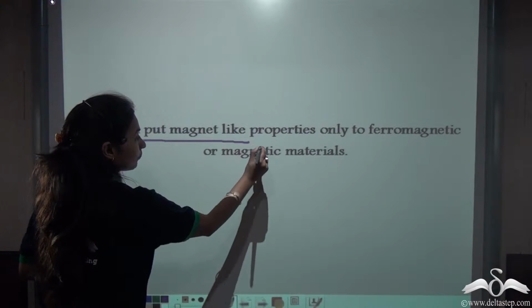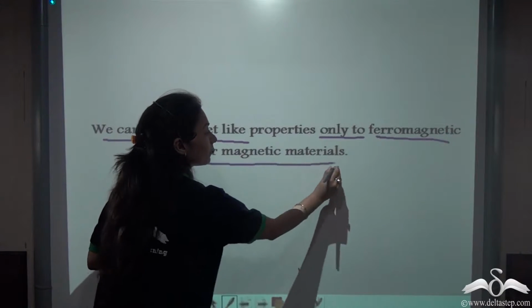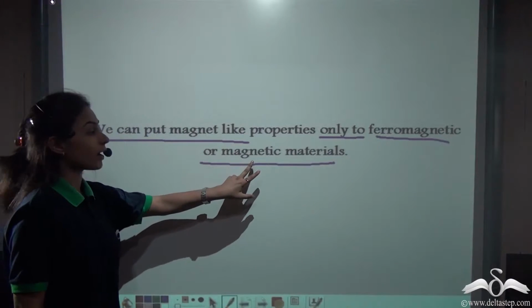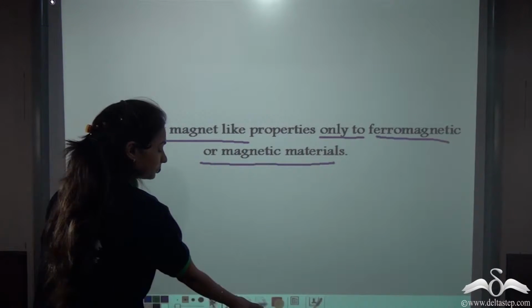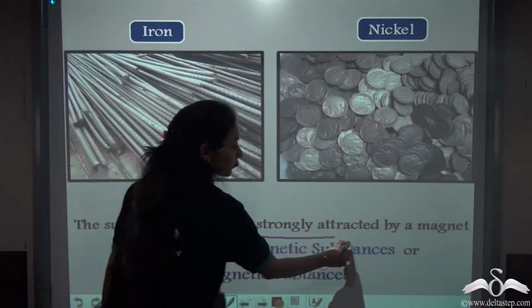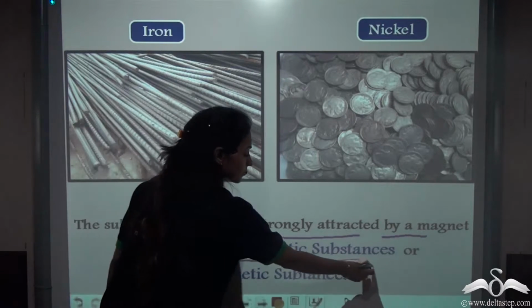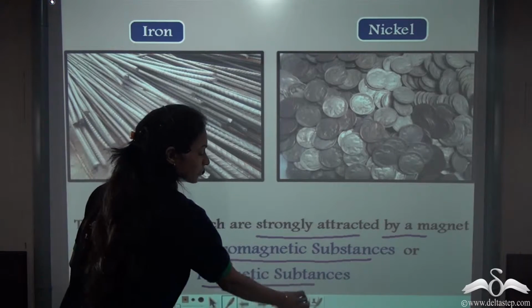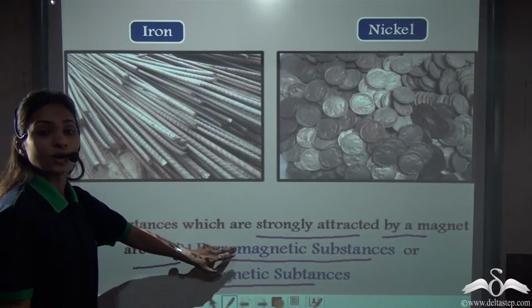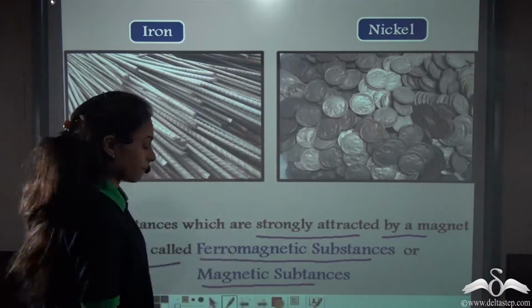Well, we can put magnet-like properties only to ferromagnetic or magnetic materials. Well, what are these ferromagnetic or magnetic materials? Well, these are substances which are strongly attracted by a magnet. They are called ferromagnetic substances or magnetic substances. They are strongly attracted to a magnet, such as iron or nickel.